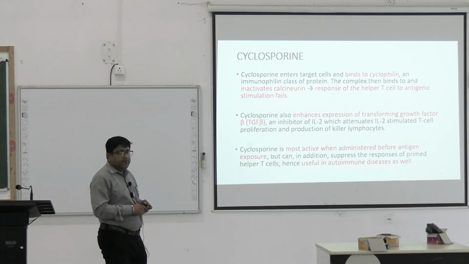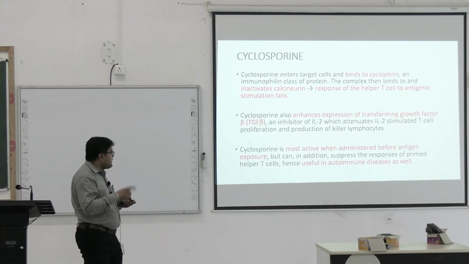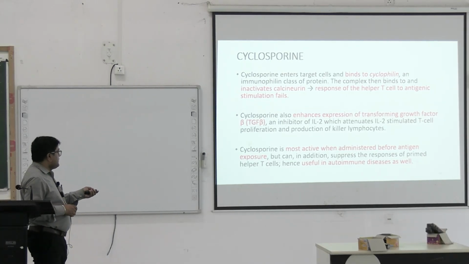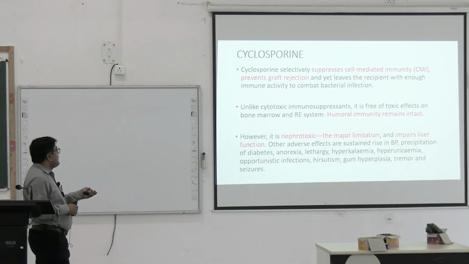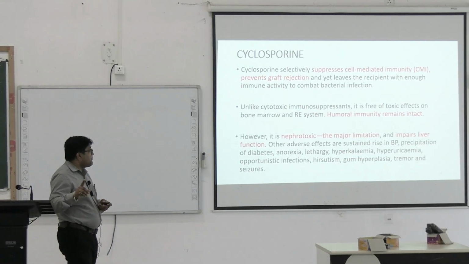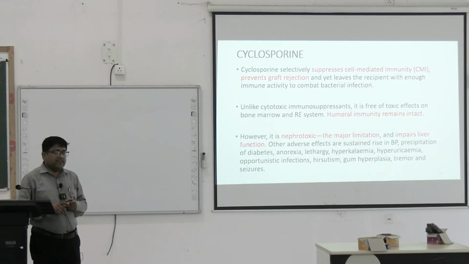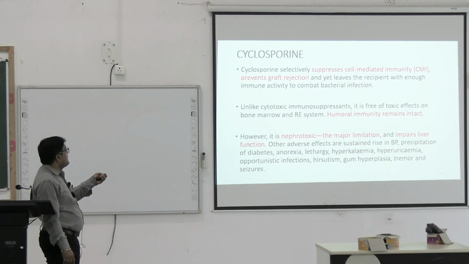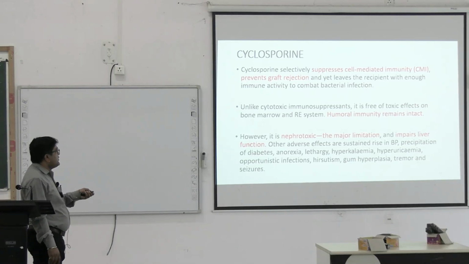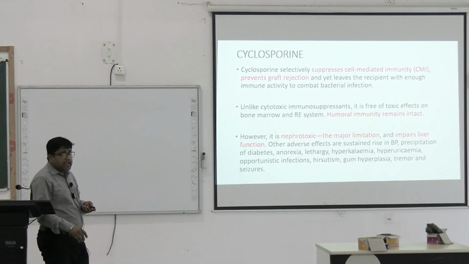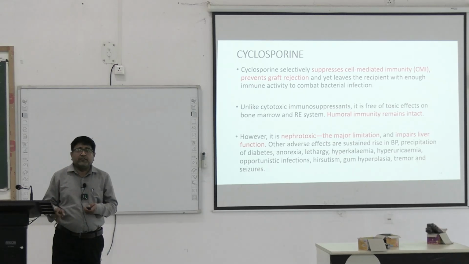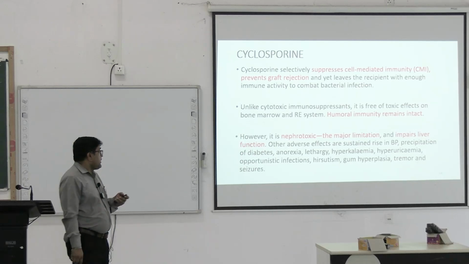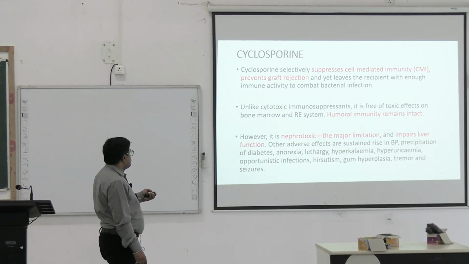Cyclosporine is most active when the drug is administered before the antigen exposure. It is useful in autoimmune disease as well. It selectively suppresses cell-mediated immunity, as said earlier, because its action is on the T cells, not the B cells. It prevents graft rejection, humoral immunity remains intact, and the most serious complication with the use of cyclosporine is nephrotoxicity. It also impairs liver function.